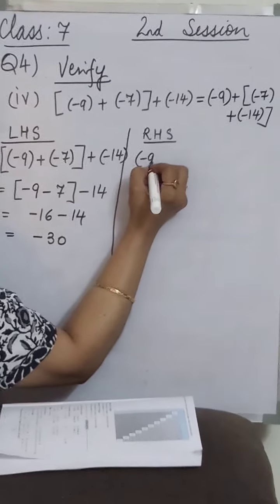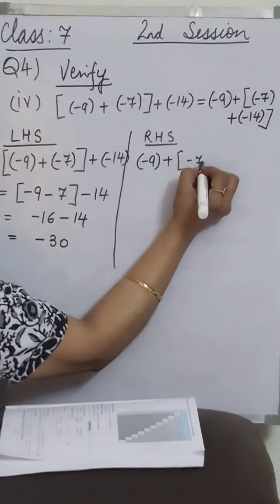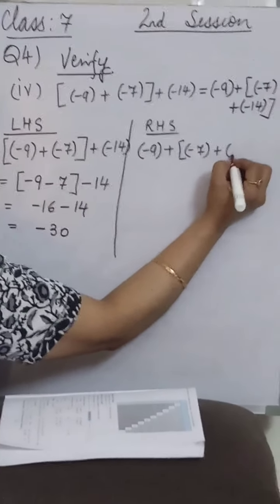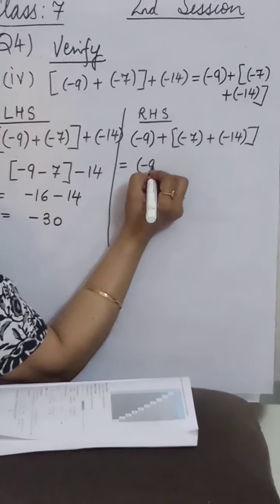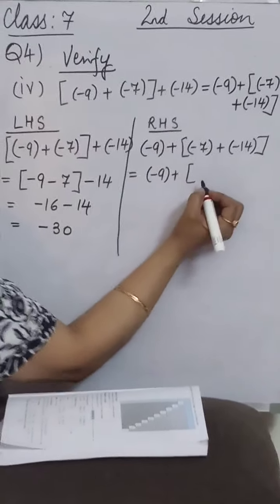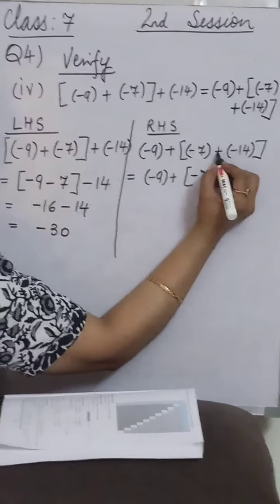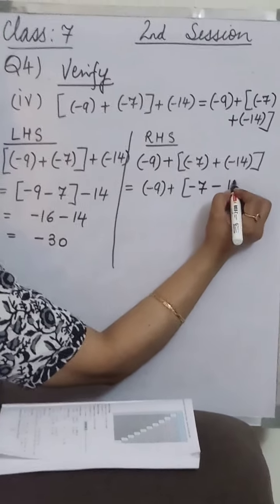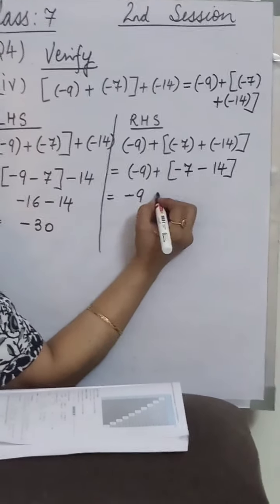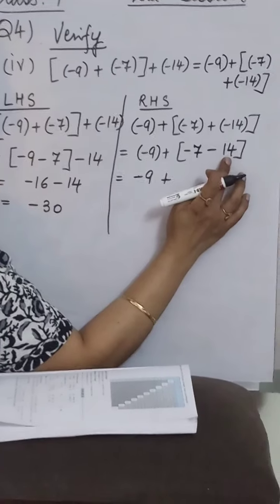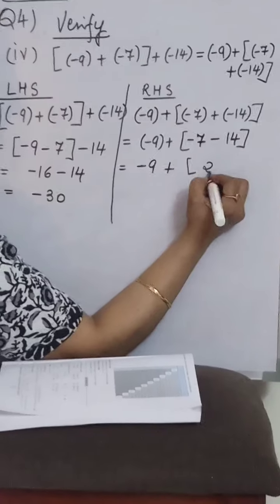So minus 9, minus 7 and minus 14. Firstly, we solve the square bracket. The round bracket needs to be removed. Minus 7 plus and minus will give you minus 14. Minus 9, bracket removed. Now inside the bracket both the numbers have the same sign, that need to be added. So it will become 21.